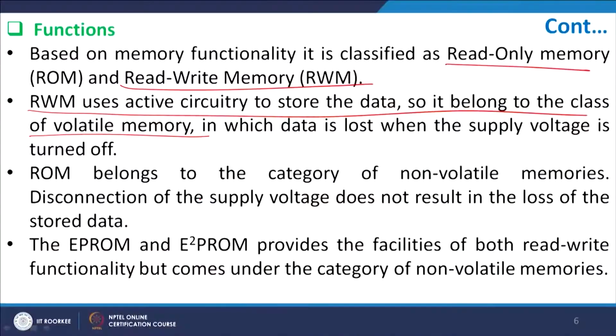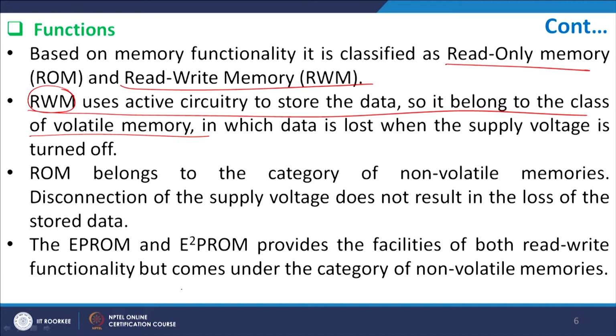Let me explain, based on memory functionality, what the options available to us are. We have a read only memory, and we have read write memory. Read write memory uses active circuitry to store data, so it belongs to the class of volatile memory. Volatile memory is what? When you switch off the supply voltage, the data is lost, and we refer to that as a read write memory.